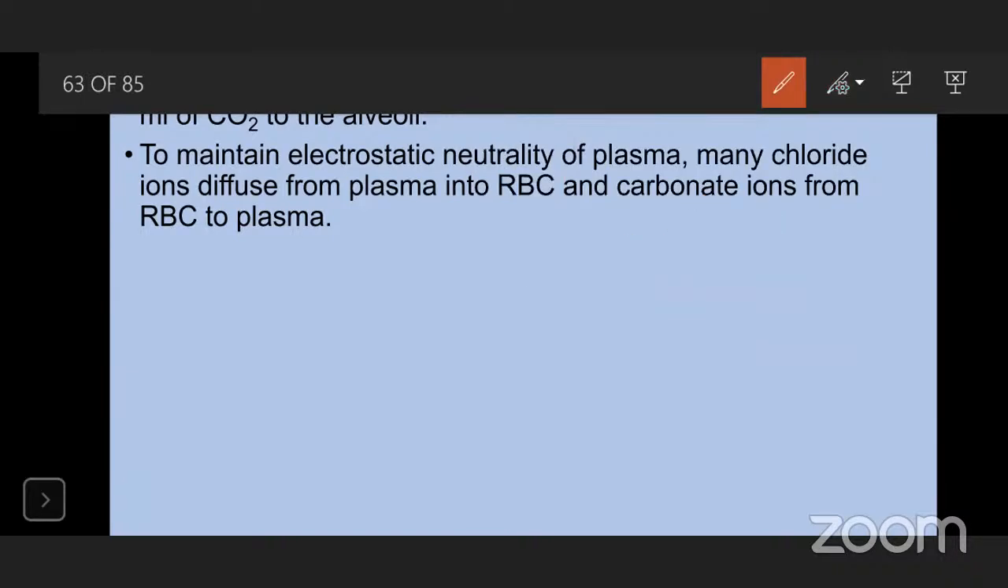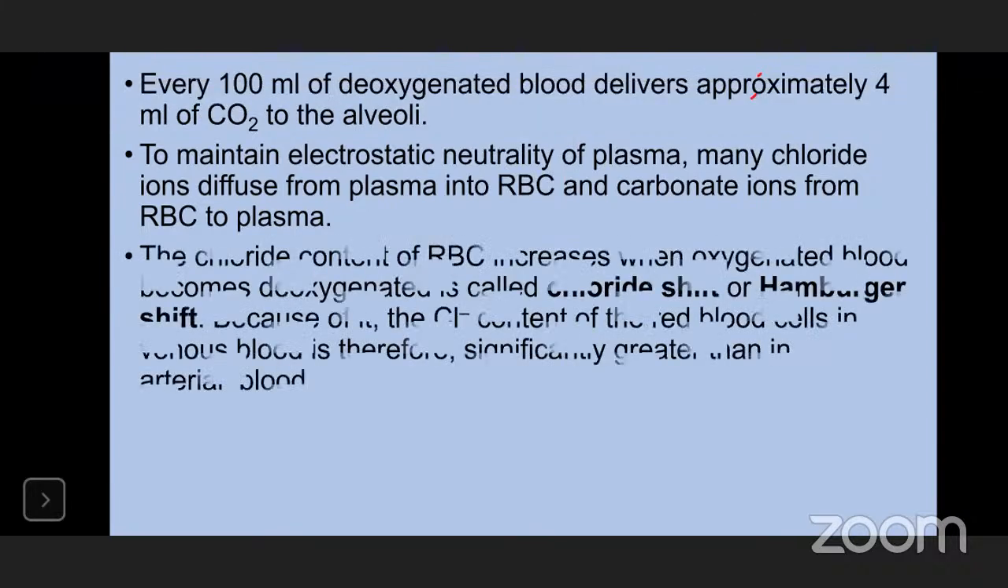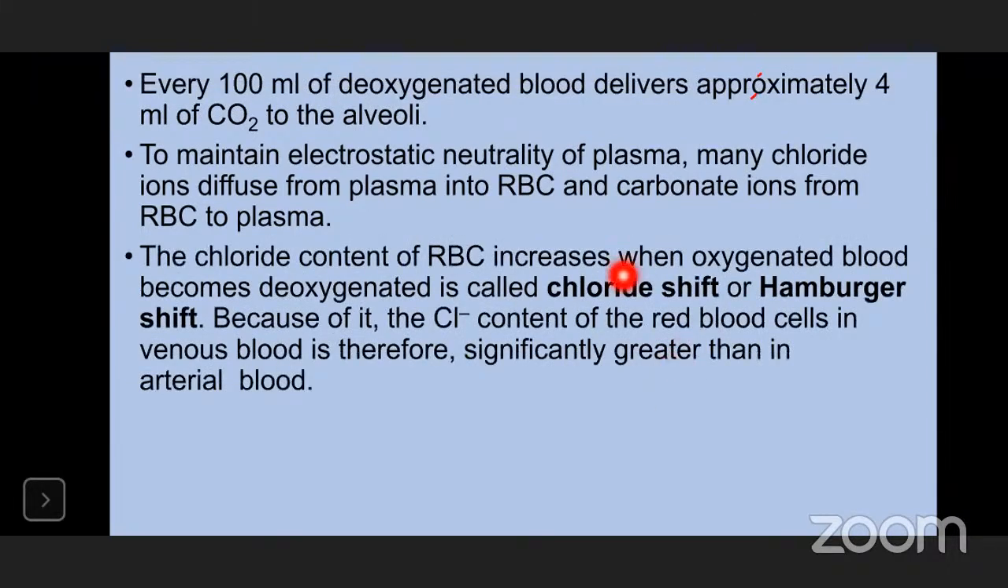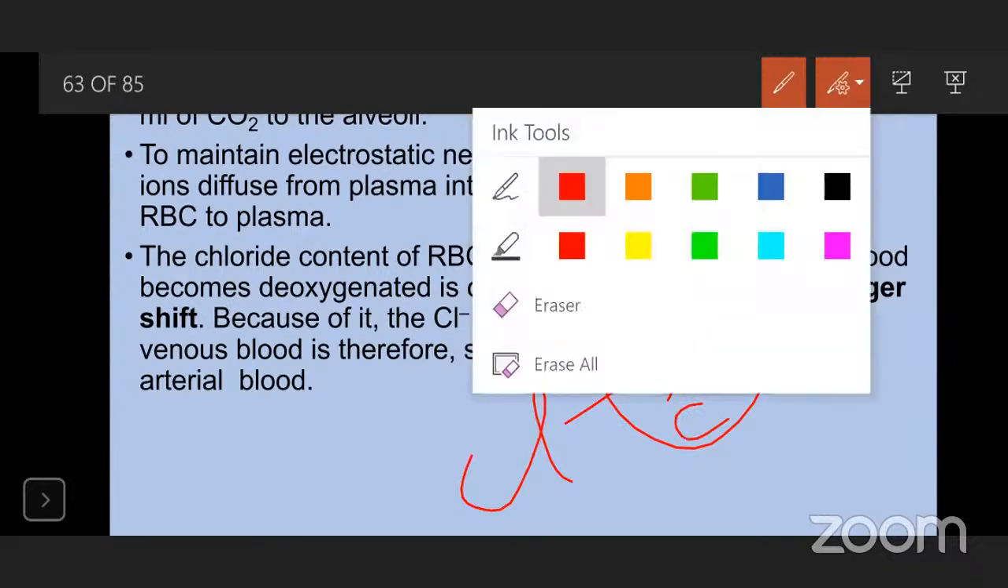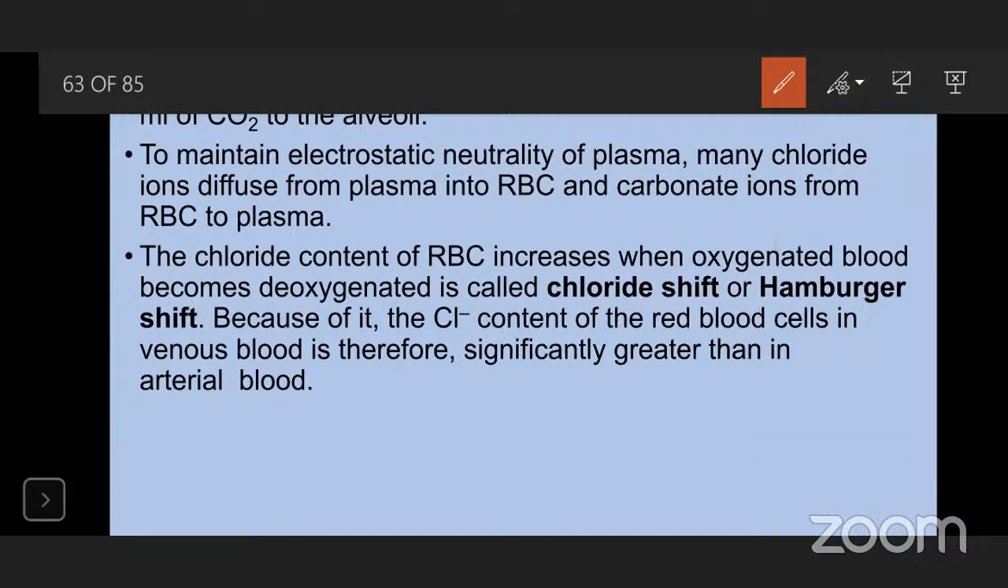So this is what we have seen in the chloride shift. The chloride content of RBC increases because chlorides are coming from plasma to RBC. So because of this, the chloride number increases in the RBC. The chloride content of RBC increases when oxygenated blood becomes deoxygenated, and this is called chloride shift or Hamburger phenomenon.